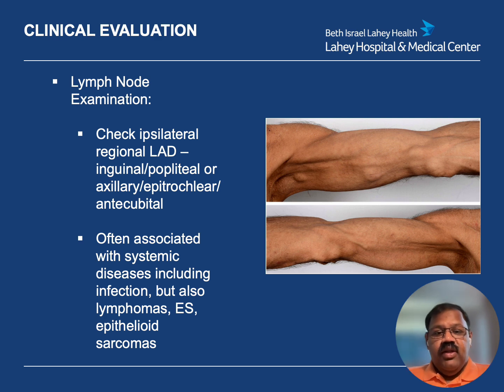The next component is looking at the lymph node exam. You want to check for ipsilateral regional lymphadenopathy. In the lower extremity, check inguinal and popliteal areas. In the upper extremity, check for axillary, epitrochlear, and antecubital areas for lymphadenopathy.